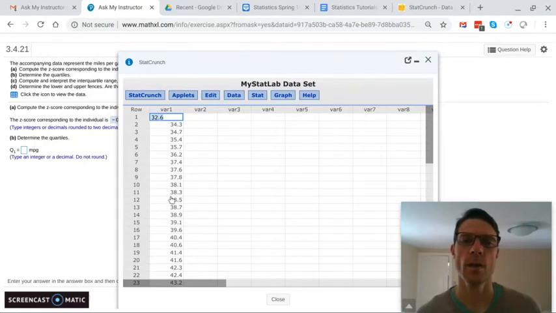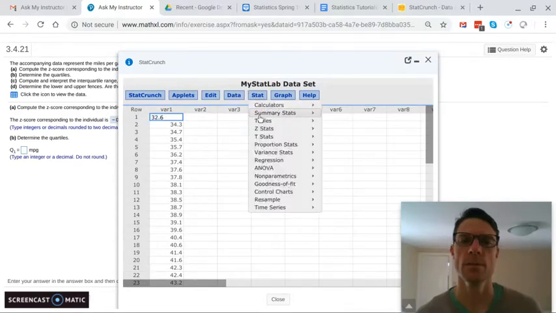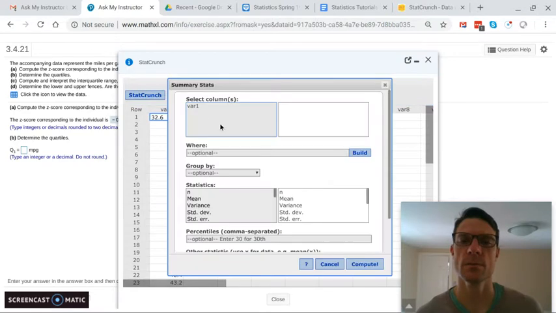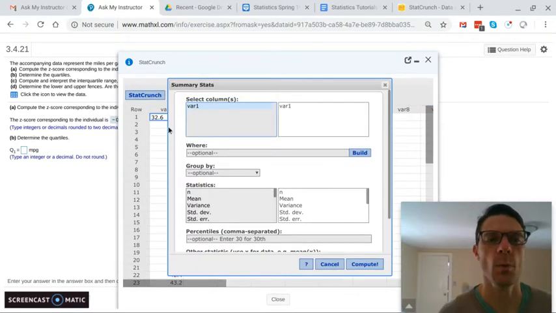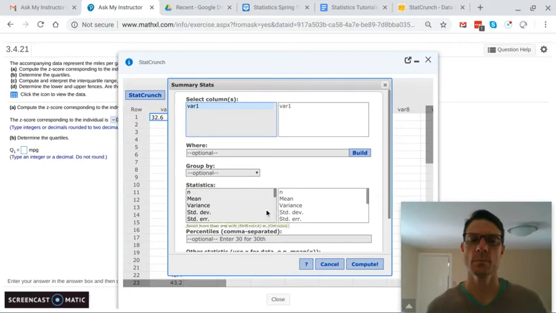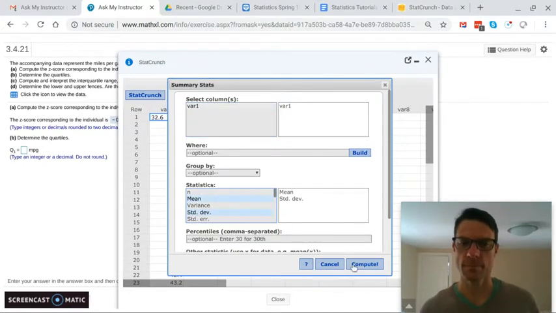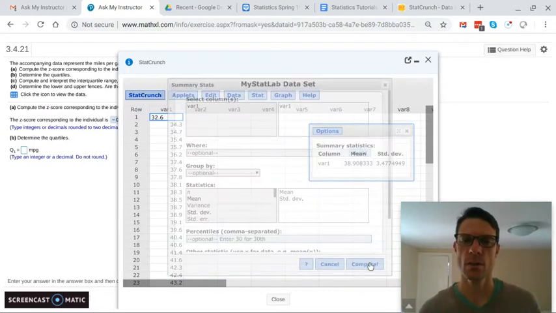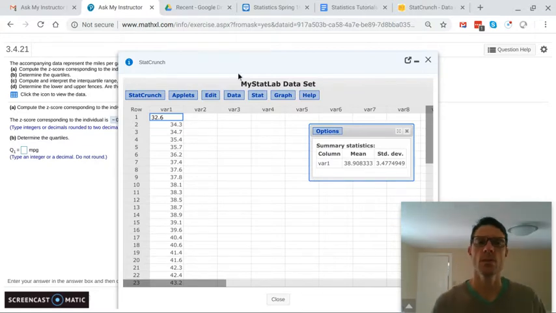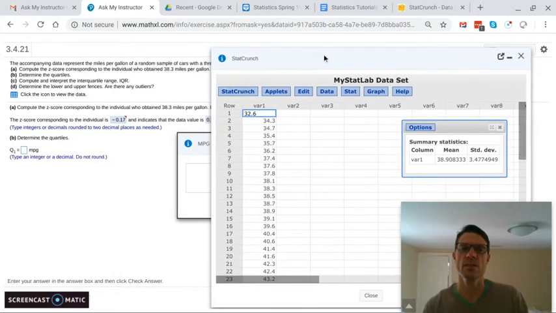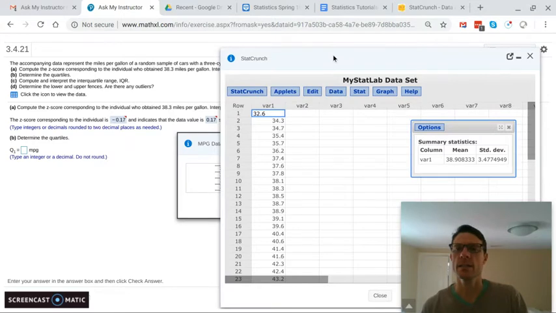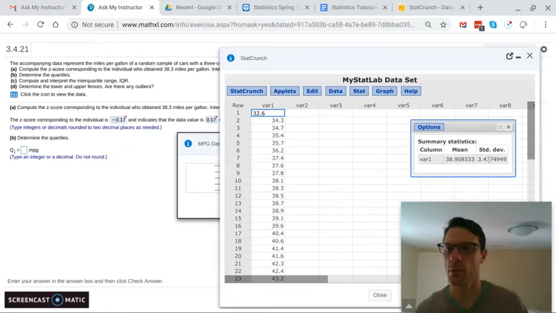Okay, from here we've got all the miles per gallons in this column, so we just do summary stats. The data's in columns, so variable 1, that's the name of the first column, and I just want the mean and the standard deviation. By the way, I hit control to be able to click that standard deviation and hit compute. So this now gives me the mean and the standard deviation of the data.